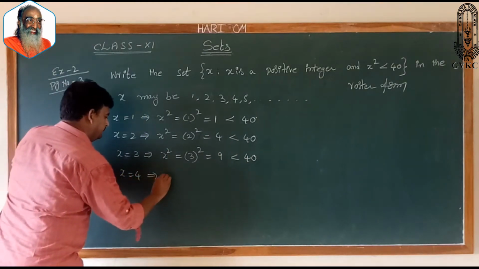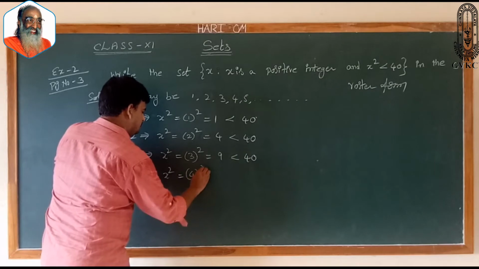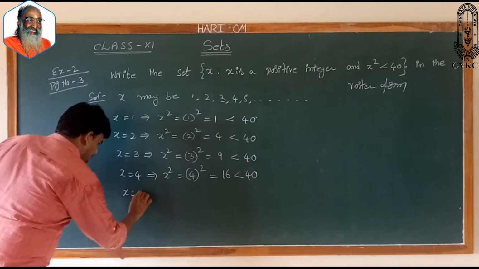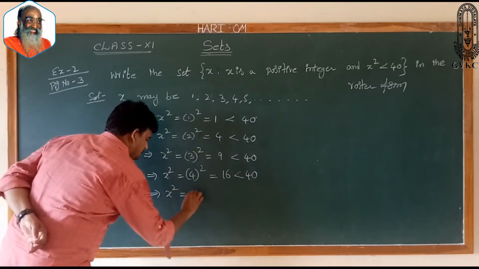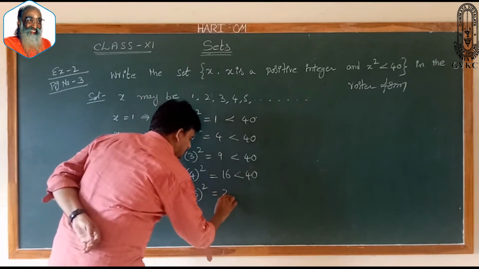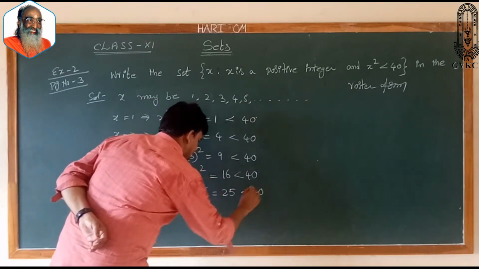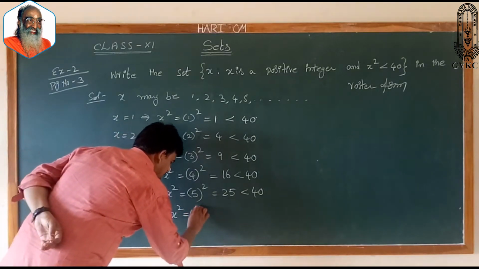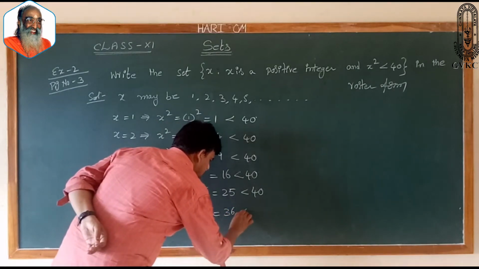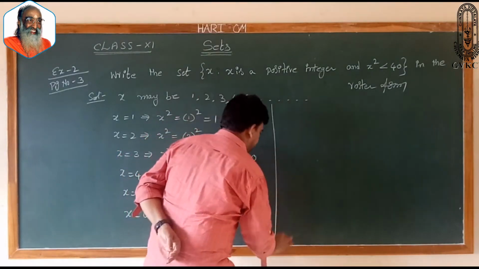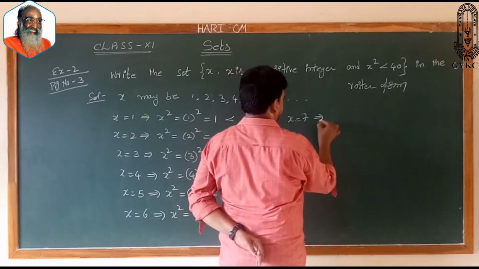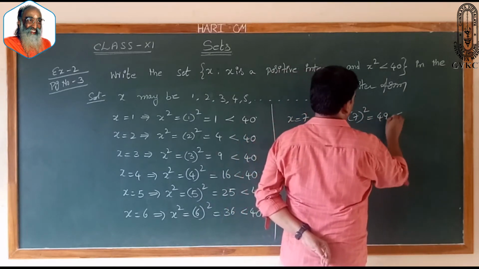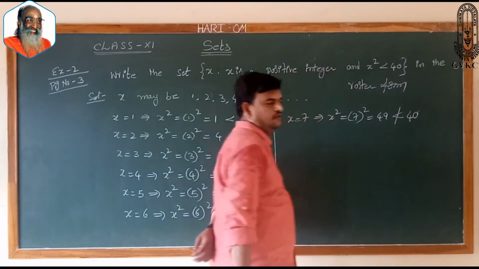X is equal to 4, x square is equal to 4 square, 16, less than 40. X is equal to 5, x square, 5 square, 25, less than 40. X is equal to 6, x square is equal to 6 square, 36, less than 40. X is equal to 7, x square is equal to 7 square, 49, is not less than 40.